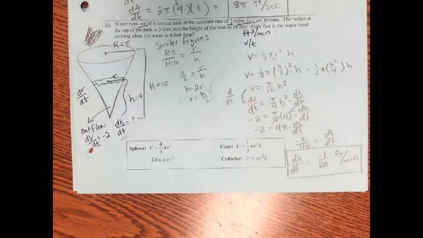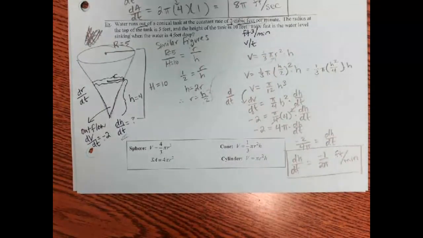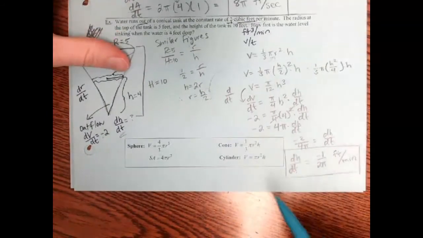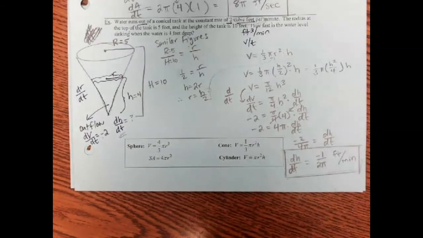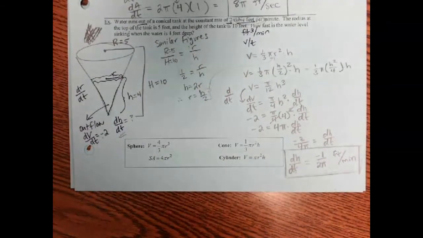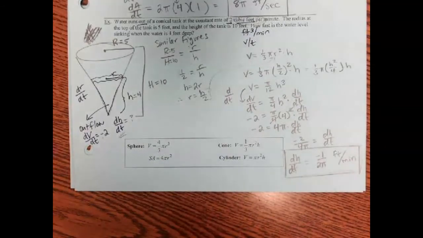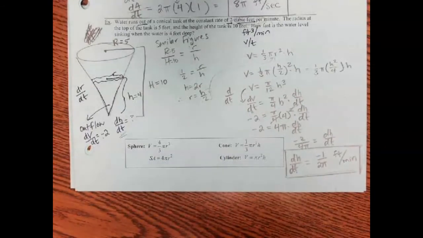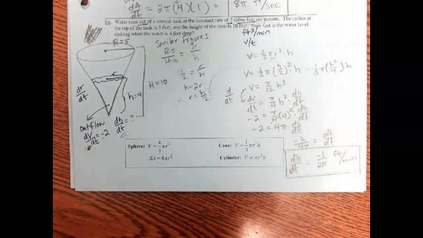Now, again, there never seems to end to be all these problems and tricks with these questions. This is a perfectly fine answer. If you were to say dH dt equals -1 over 2 pi feet per minute, that's fine. dH dt should be negative because h is decreasing. Let's read the question, though. It says, how fast is the water level sinking when the water is 4 feet deep?